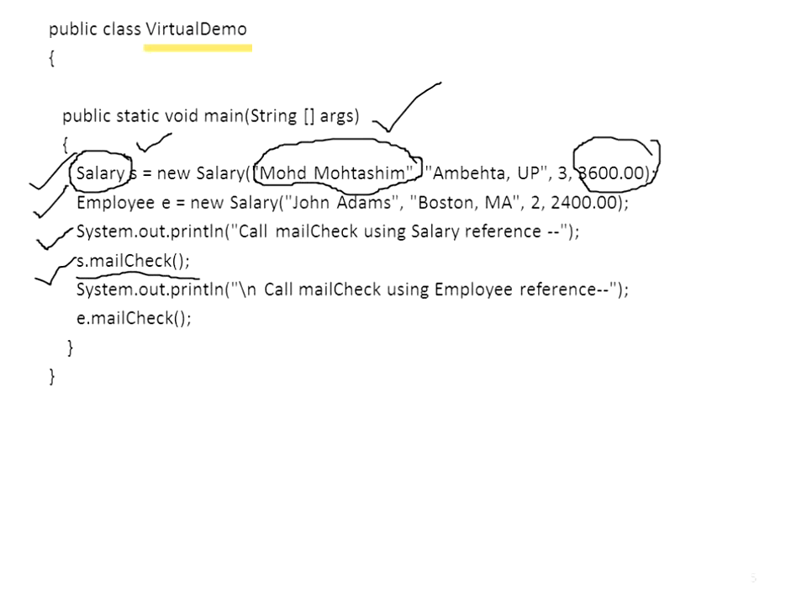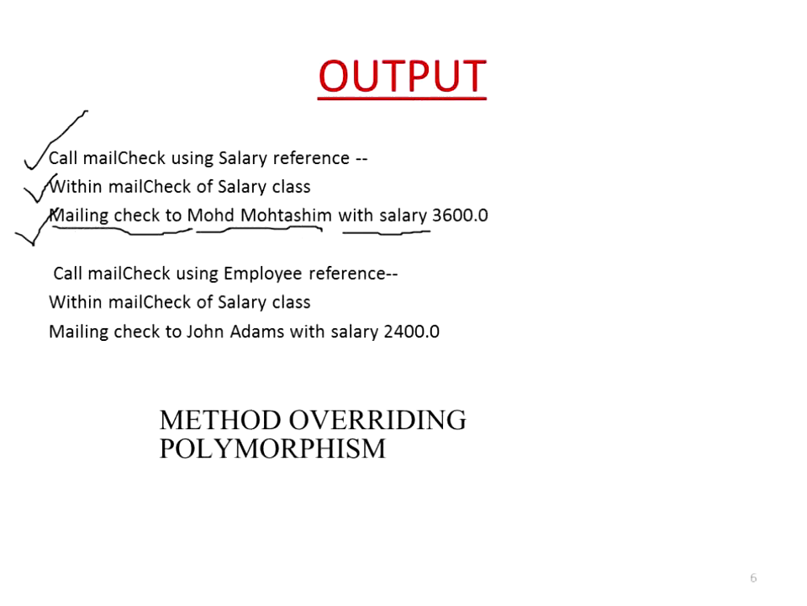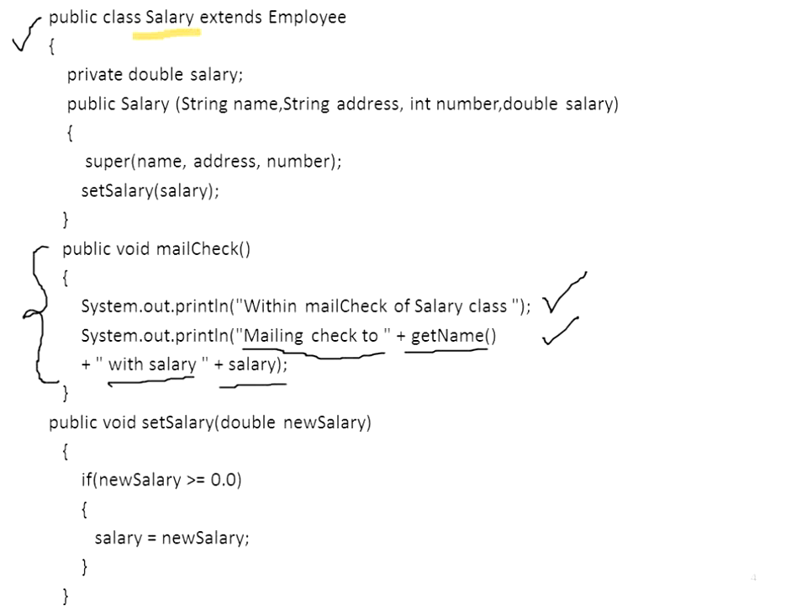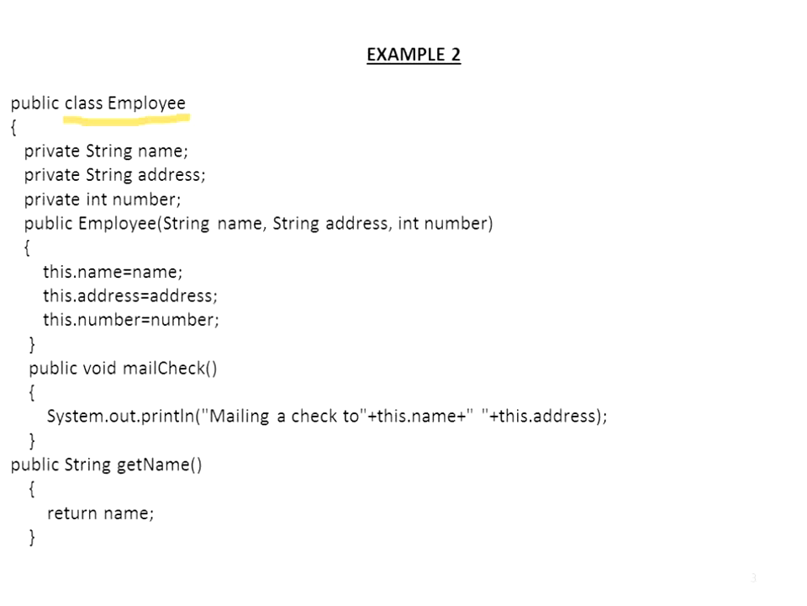Now next is System.out.println. Call mail check using employee reference. So this is printed first of all. Now what is done? The mail check method of the employee class is called, e.mailCheck. Now we will move to the mail check method of the employee class.